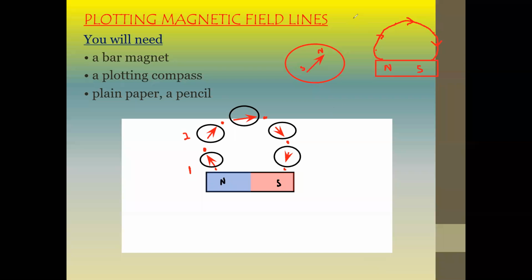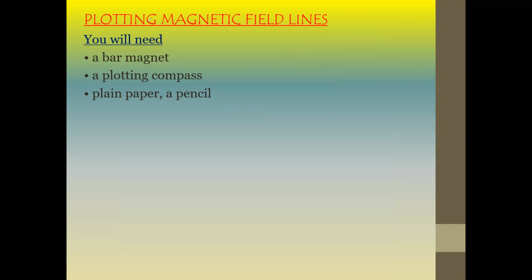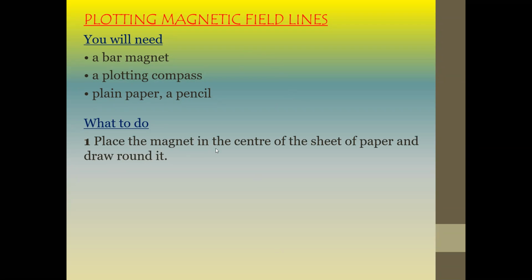So if an experiment is there, plan an experiment on how to plot magnetic field lines for a bar magnet. So you can do this experiment. The things which you need: you need a bar magnet, you need a plotting compass, you need a plain paper or sheet, and you also need a pencil. Now what to do, the procedure. Place a magnet in the center of the paper and draw around it.